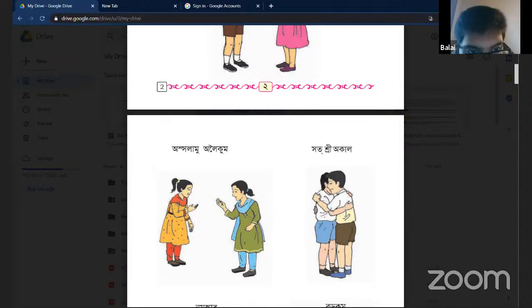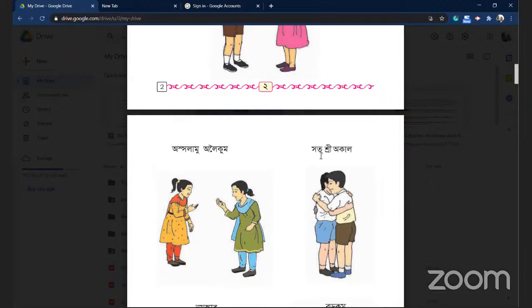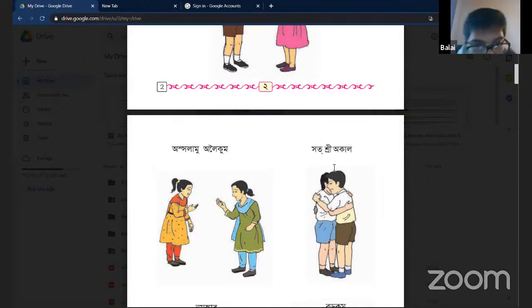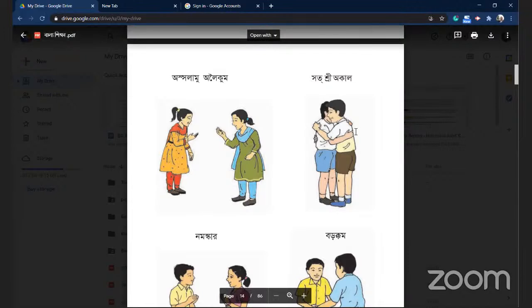Is that a rafala? A repala? No, it is a khandata, it is a hasanta. Remember, hasanta means when you take out the vowel from the consonant. So ta has no vowel. Then you put this mark. Sat Shri Akal. So it might be, I don't know which tradition, maybe Sikh or Jain, they greet each other like that. I'm not sure which one.